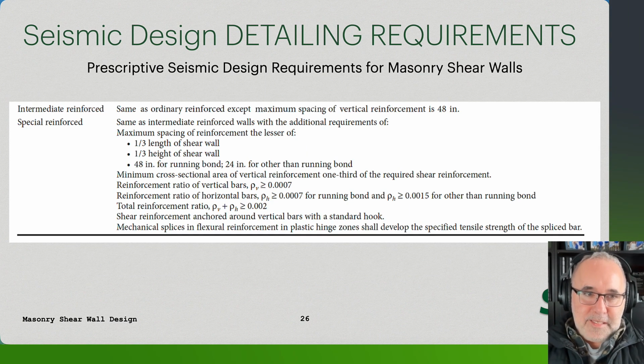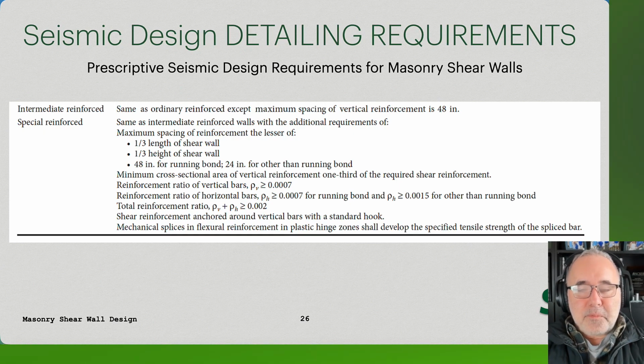If I go to intermediate reinforced walls, that does make a little bit of a difference. That's where we're going to start to limit the vertical reinforcement spacing at 48 inches on center. If we get into some of the higher seismic design categories, then we have to go to specially reinforced masonry shear walls. So then you can start to see more provisions for maximum spacing to be a third of the length of the wall, a third of the height of the wall, 48 inches on center for running bond, 24 inches on center for stack bond.